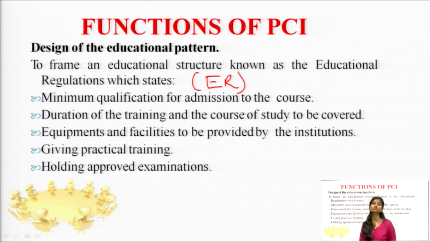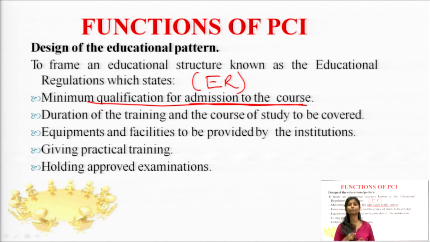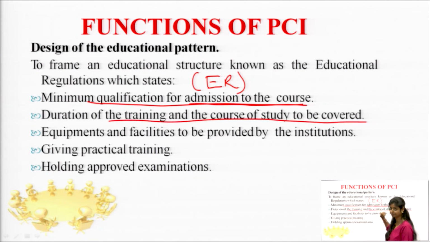So how and which things are controlled in this Education Regulation, we have already gone through it. Let's revise it in brief. So the first point is minimum qualification for the admission to the course. Here you have to be a bit alert, that is admission to the course, that is what is the minimum eligibility to get yourself registered for a diploma course or a degree course or a master course. So that was the minimum standard that a student has to acquire to get admission in a diploma course or a degree course. Duration of the training and the course of study to be covered.